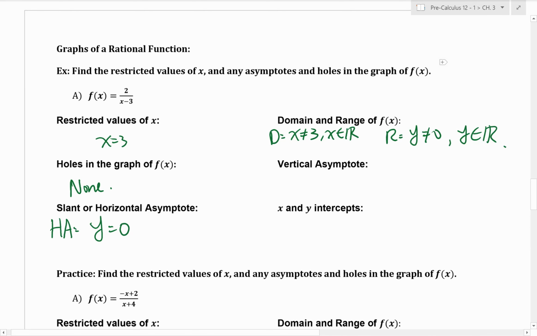That's okay. I'm not too worried about range. Sometimes it's going to be difficult to figure out. Okay, vertical asymptote, we do have one. It is x equals 3, because we cancel anything out.